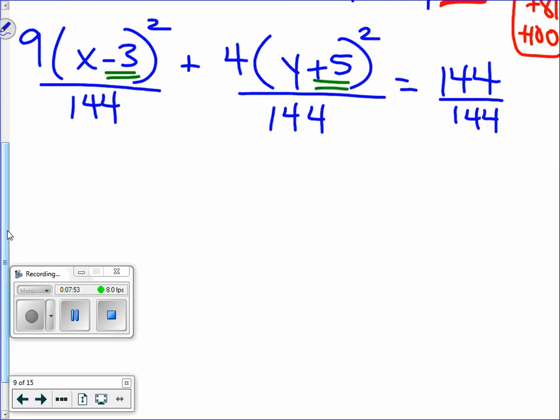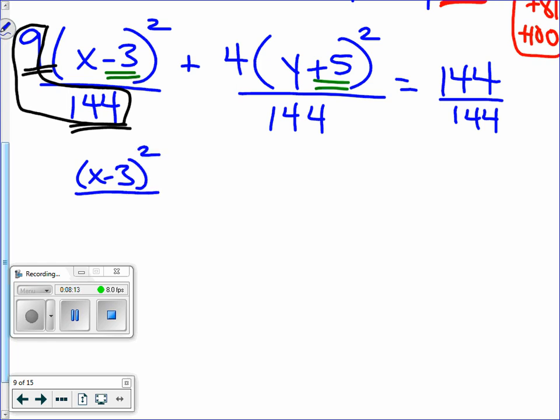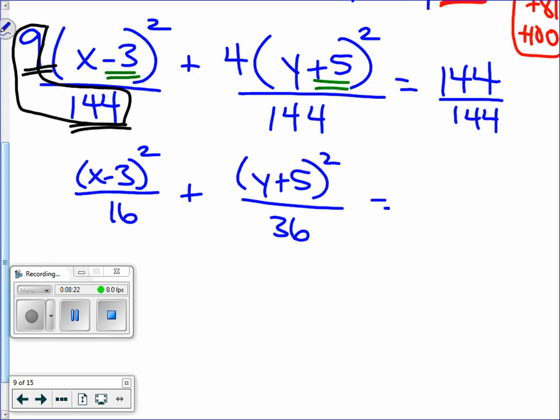Let's clean this up. I explained to you in the previous problem as well. The shortcut to this is not to try and reduce 9 divided by 144, but actually do 144 divided by 9. And 144 divided by 9 is 16. That means my denominator is going to be 16. Over here, 144 divided by 4 is 36. That's my denominator on the bottom, and this is equal to 1. So this is how we complete the square in order to get this into standard form.